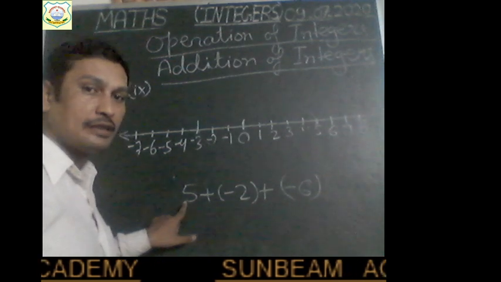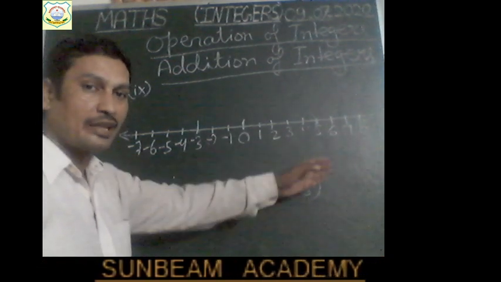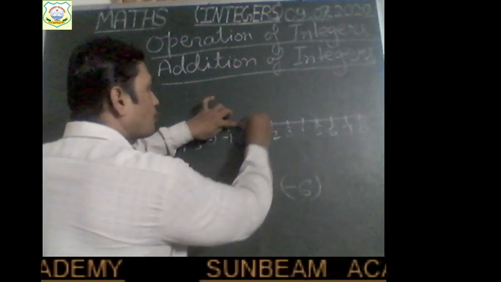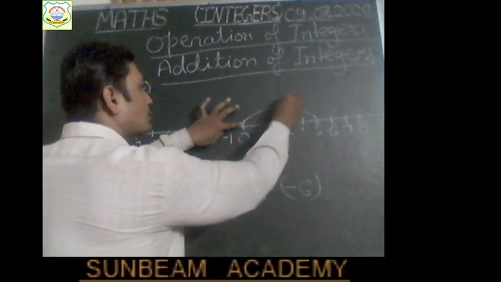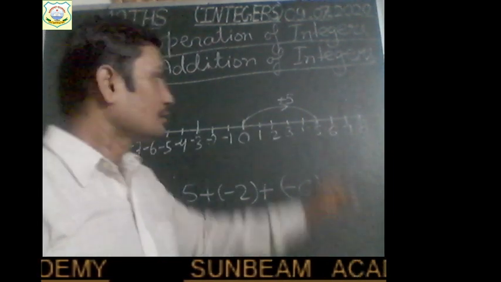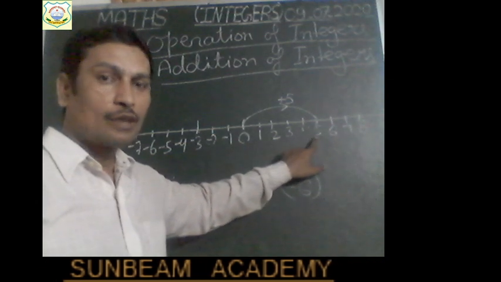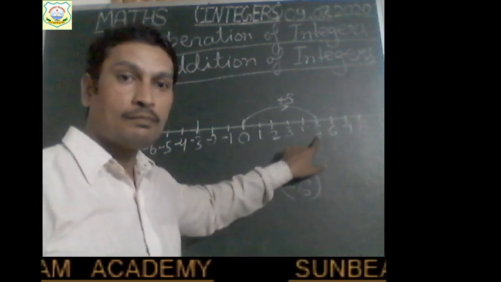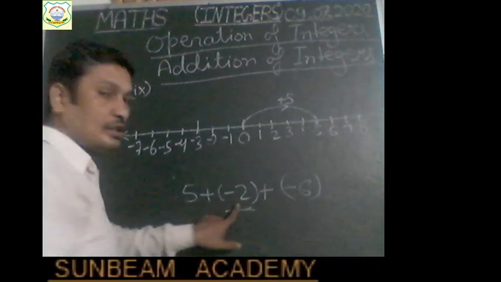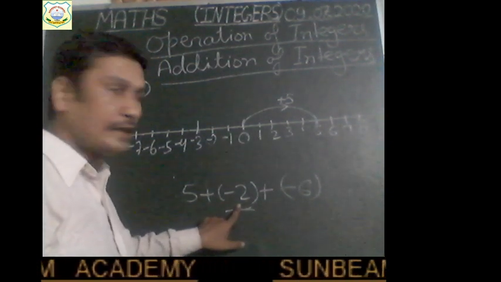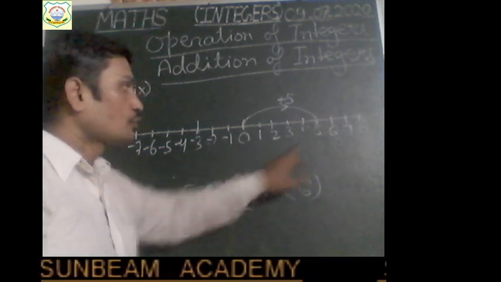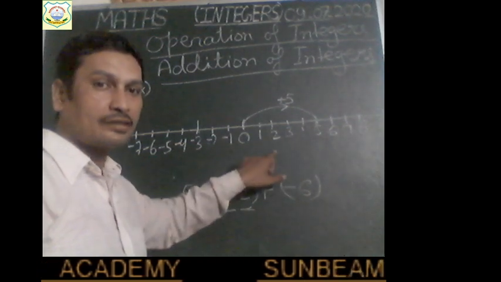So start from 0 and move how many steps? 5 steps in the right side direction, positive direction. So from 0 again 1, 2, 3, 4, 5. Move to 5, so here plus 5. That is 5 steps. Right? Now you have reached 5. Now second step will start from 5. And how many steps? See the second number now. Second number is minus 2. Right? So 2 steps in the negative direction. This is minus 2. So from 5 you will move in the negative direction. Right?